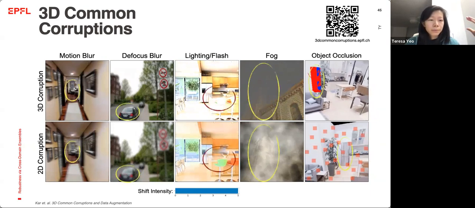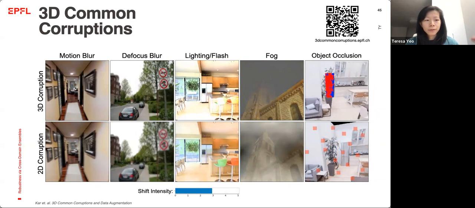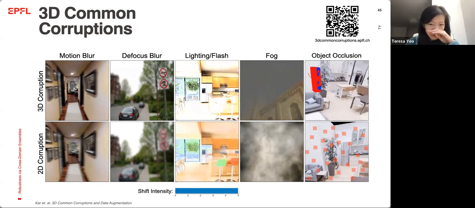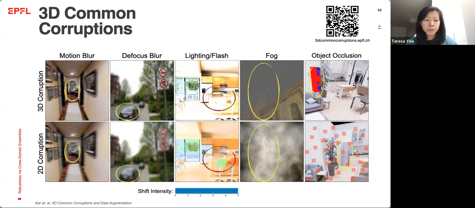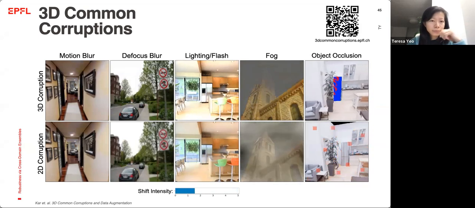For 3D common corruptions, we introduced about 30 diverse corruptions and showed that this results in a challenging benchmark. We applied this on the Taskonomy dataset and also on ImageNet and COCO. And we showed that training with these corruptions improves robustness. We also have a demo where you can upload your own image and compare the predictions from our models against the baseline. You can check the paper or website for more details.